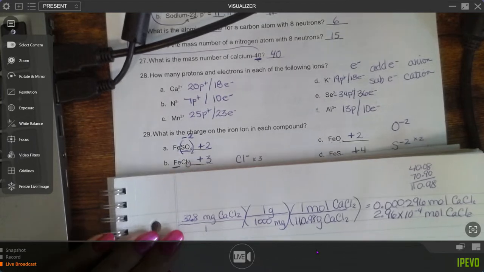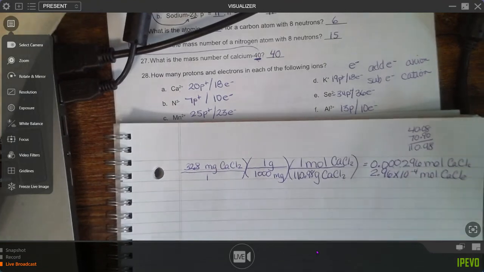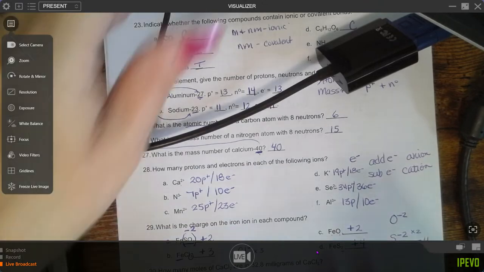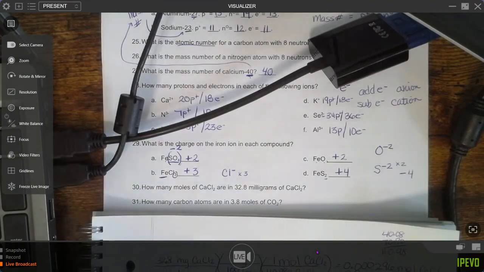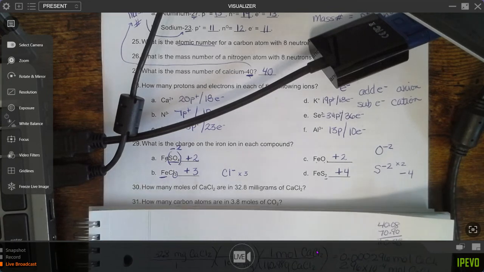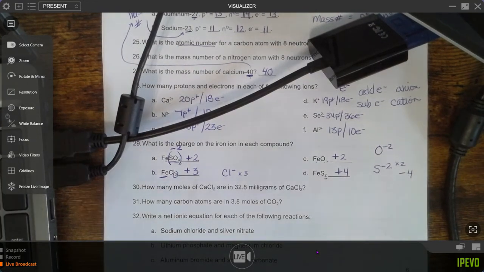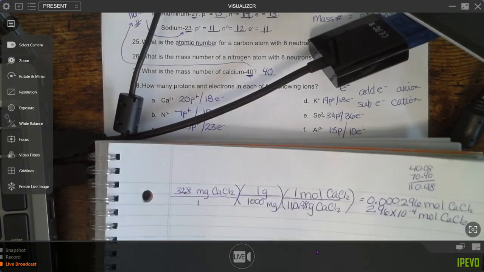All right. Moving on to number 31. I hope I had that up there so you could see it. This one we've got to think about a minute, because it says how many carbon atoms are there in 3.8 moles of carbon dioxide. So we are going to start with 3.8 moles. I'm going to write it on the paper.